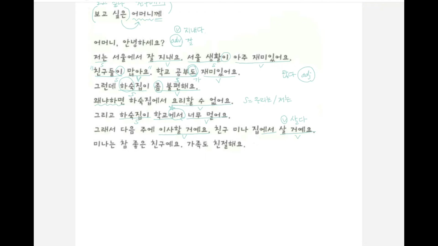미나는 참 좋은 친구예요. 자, subject. I will say this is a verb and this is a complement. So this is equivalent to the English sentence, Mina is such a good friend. Let's 봅시다. 참 좋은 modifies the friend. So the actual noun is friend here. Mina, subject, 예요 is a verb, equivalent to the be verb, isn't it? Such a good friend. This is a complement.